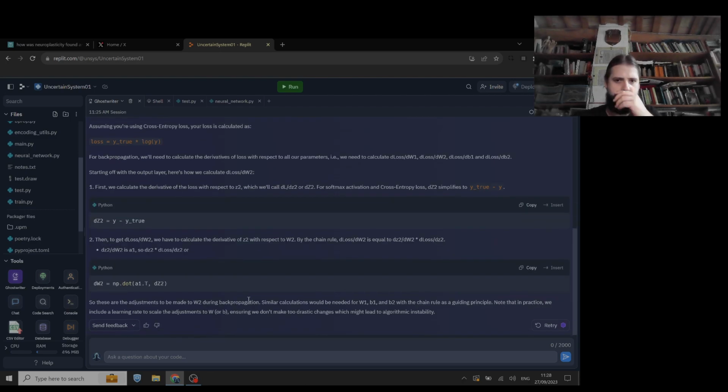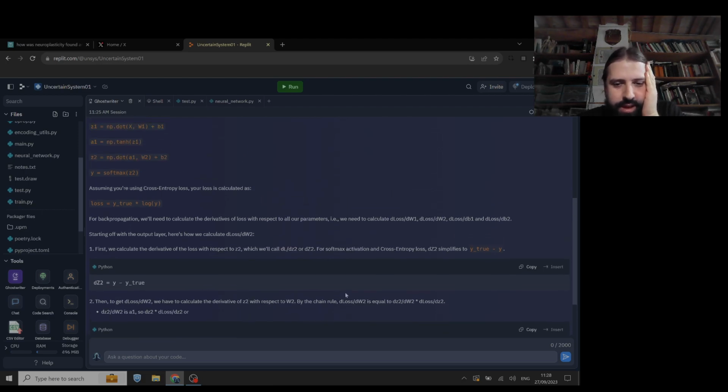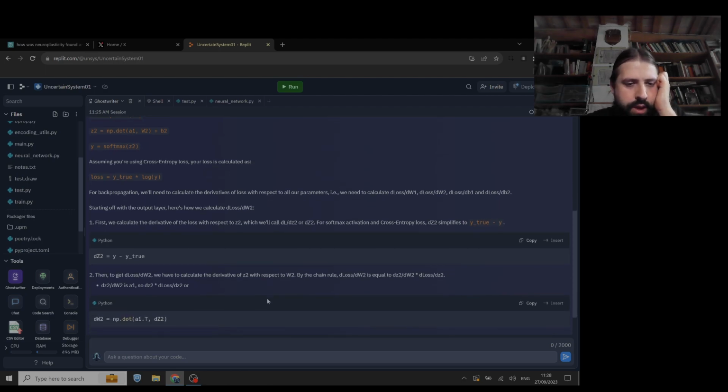Okay, so it's literally the chain rule, right? I know this should be easy, but let's make sure that I understand this. Let's take that as an assumption. That's correct, this is a simplification. Then we need to calculate the derivative. Okay, no, that's correct, I just didn't read that well. So we need to get the derivative of the loss function with respect to W2.